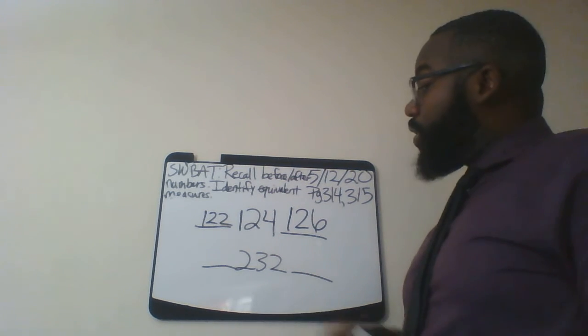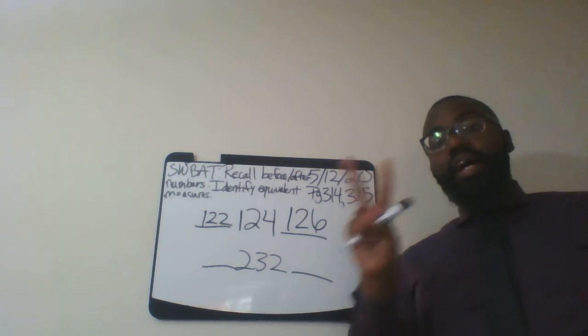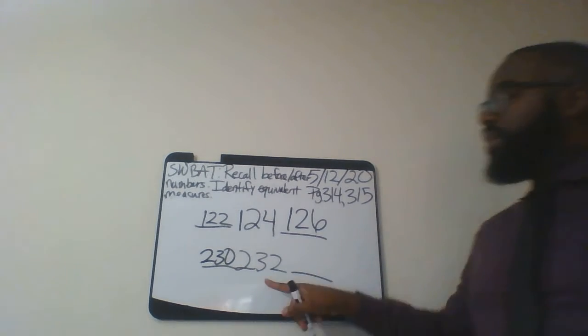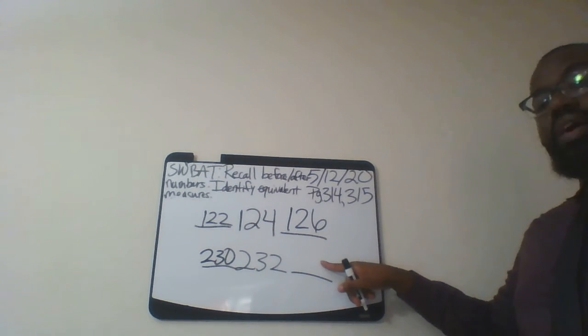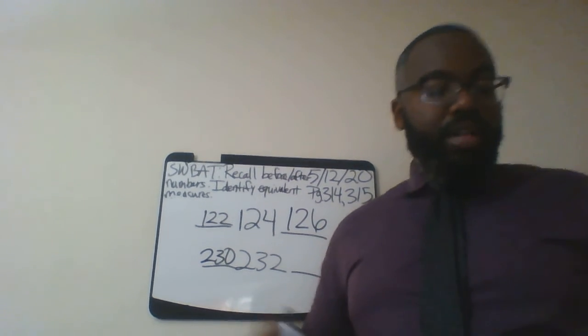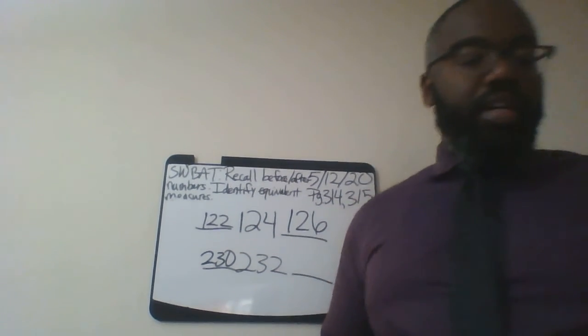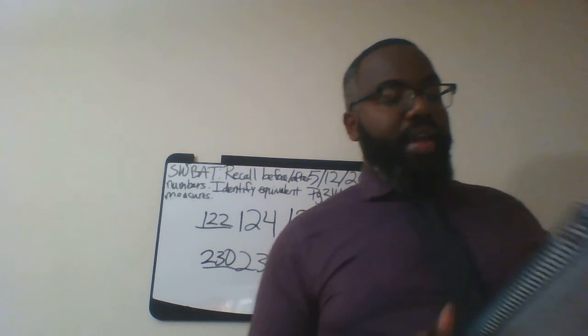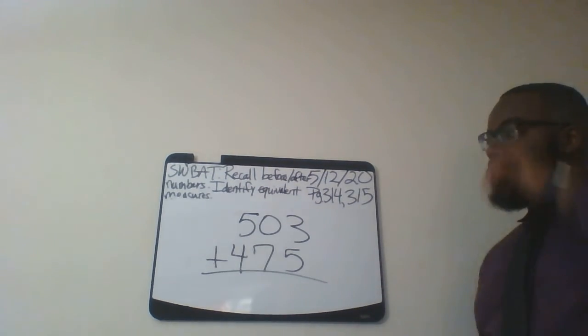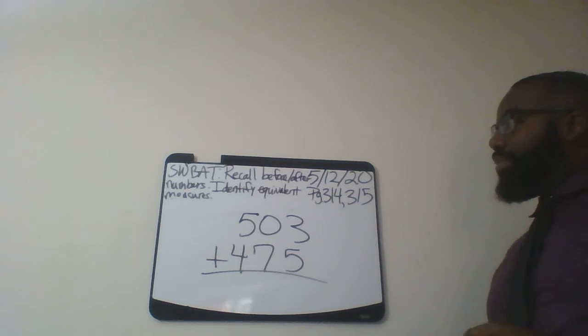Now let's look at 232. What comes before 232 but by 2's? 230. Good job. So 230, 232, and then you have to figure out what number comes after, but by 2. That's how you solve that problem. Let's move on to number 3. Number 3 wants you to write the sums. So here I'm adding 503 plus 475.